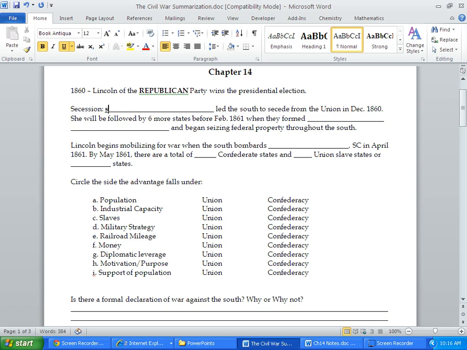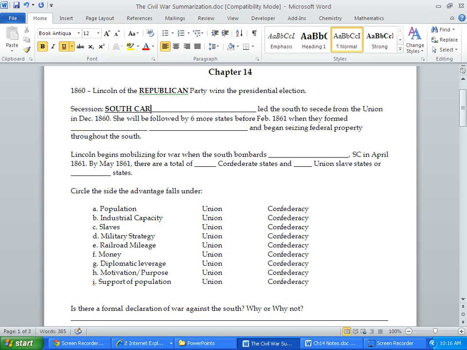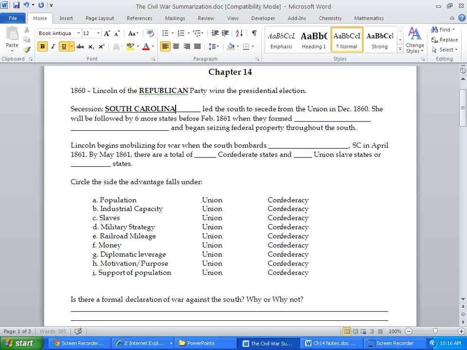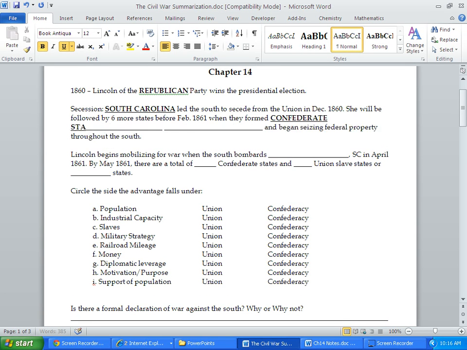But South Carolina is going to be the first state to go ahead and secede from the Union. They're going then to lead 6 more states by the time February comes around, and together those 7 states are going to form what we call the Confederate States of America. Okay.